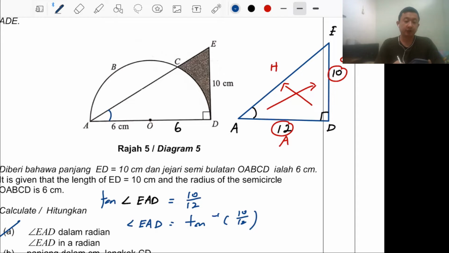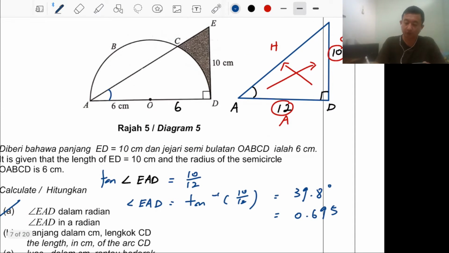This one again, you can just use a calculator, right? If you set your angle mode to degree, you will have 39.8 degrees. But if you set your calculator in radian mode, it will give you 0.6947. How many significant figures? Does it mention? No. So give more rather than less. 0.6947 radian.